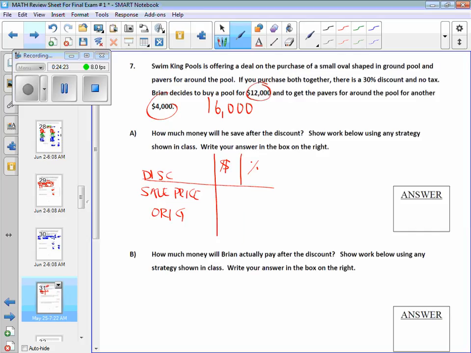Remember this? I don't expect you to remember it, but it's been a while. If you could plug everything in, what you're in essence doing is trying to find missing values of an equivalent ratio table. So now you got to decide what goes where. The $16,000 is what? Is it original, is it sale, or is it the discount? Right, I got to kind of squeeze it in there, but I will. Okay, that goes there.